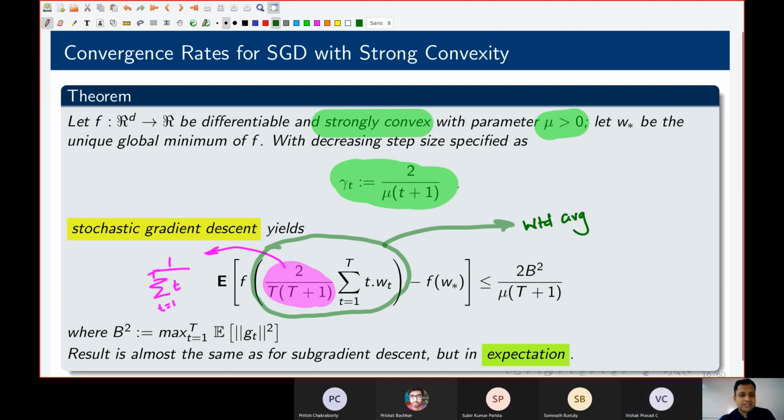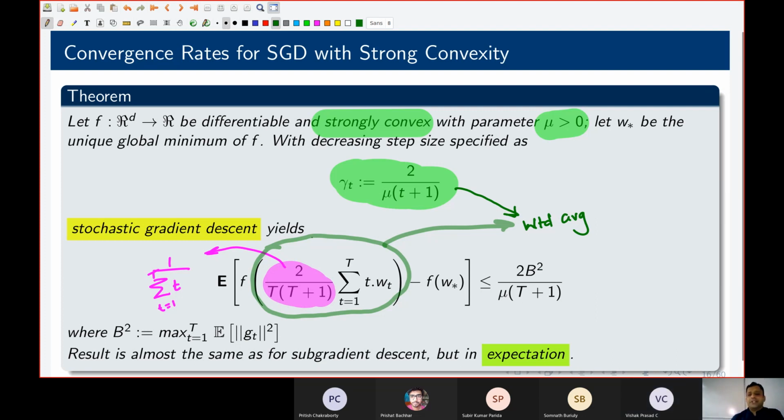And that weighted average, by the way, is somewhat commensurate with the gamma t, right? Commensurate with the fact that we are scaling by 1 upon t, on the order of 1 upon t term. So again, does this look familiar? By the way, this b square is the max over all the t's of the expectation. So does this look familiar for strong convexity?